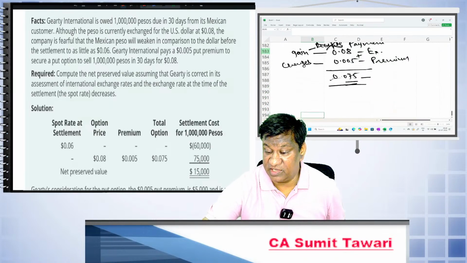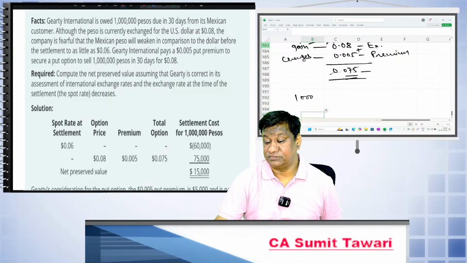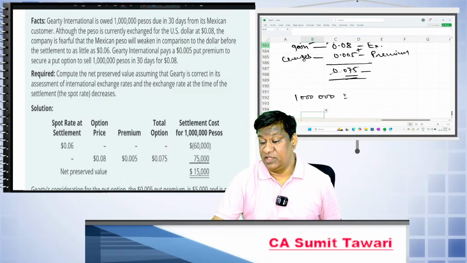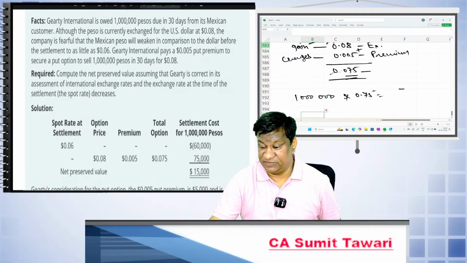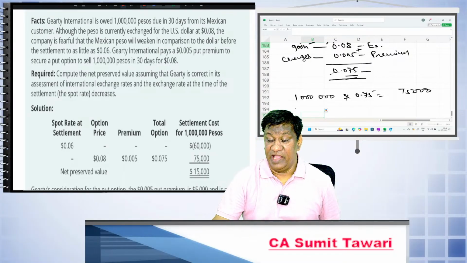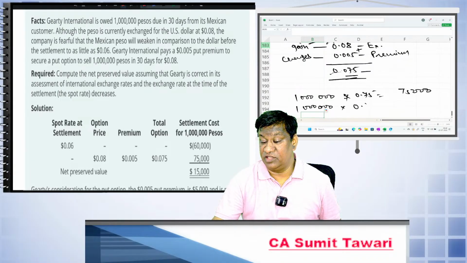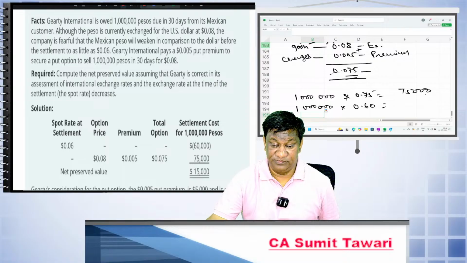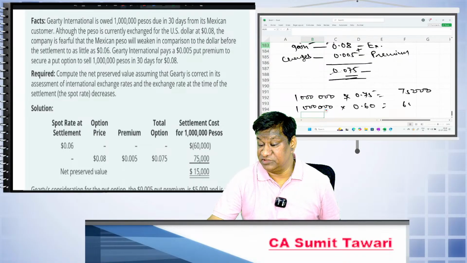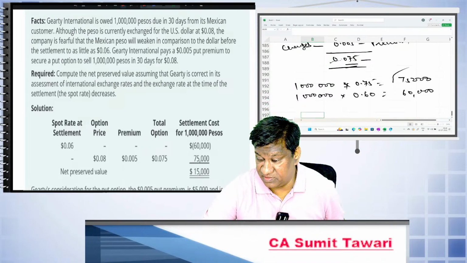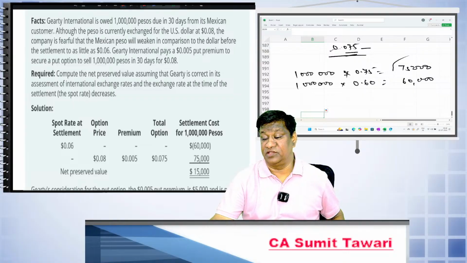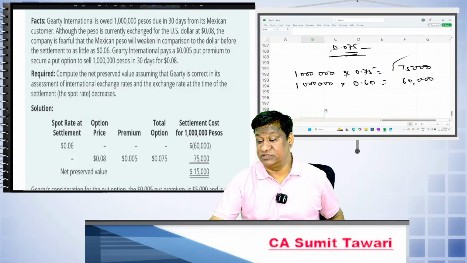So again 1 million, if I go with the option, I need to multiply it by 0.075, which may give me 75,000 US dollars. And if I wait, I am not going to enter into an option contract, and the current exchange rate would be 0.06. So in that situation, I may receive 60,000. So 75,000 I am able to receive if I enter into an option exchange contract, which is a higher amount. So here the net saving is 15,000.